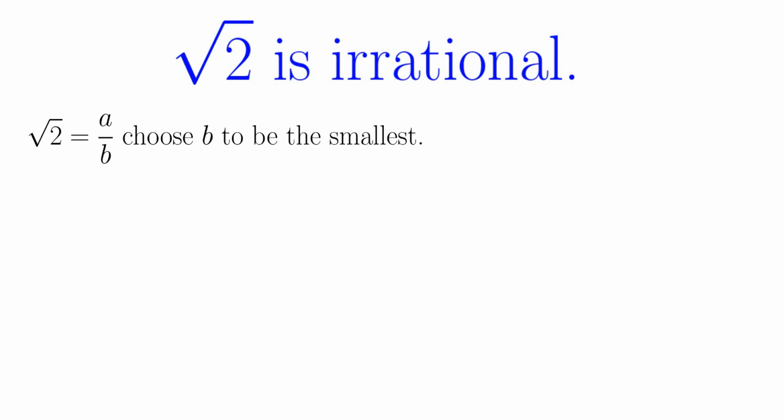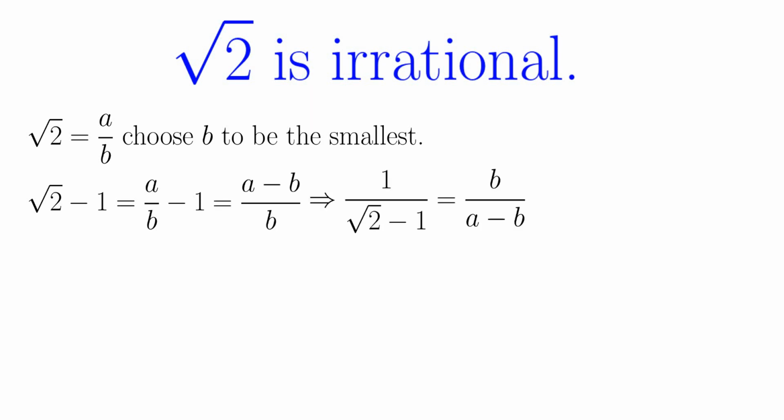We're going to assume that square root of 2 is equal to a over b, and we're going to choose b to be the smallest positive integer such that square root of 2 is a over b for two positive integers a and b. Now what we do is we're going to subtract 1 from both sides. We get a over b minus 1, take the common denominator, take the reciprocal of both sides. We get 1 over square root of 2 minus 1 equals b over a minus b.